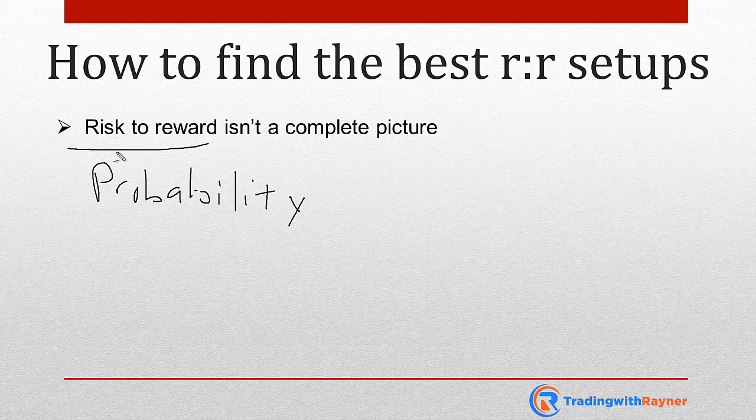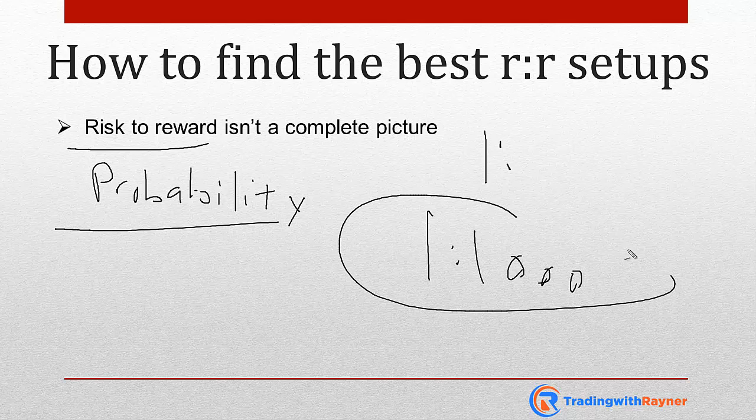Okay, so this is the first myth: risk to reward isn't a complete picture. Don't get fixated on looking for a minimum of a 1 to 2, 1 to 3, 1 to 5. Because why not say I look for a 1 to 1,000 risk to reward? I risk $1 to make $1,000. That is possible. Why not aim for the stars? But the thing is, your probability of it occurring is low. So this is why risk to reward itself is not a complete picture.